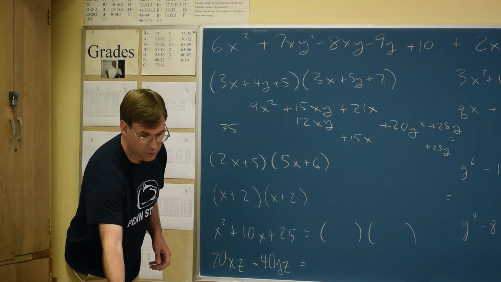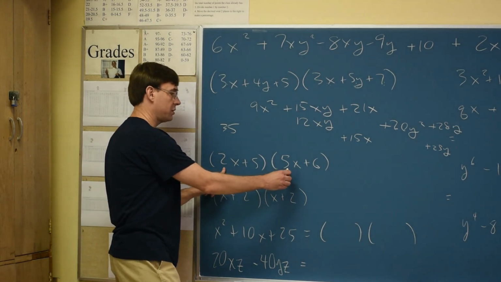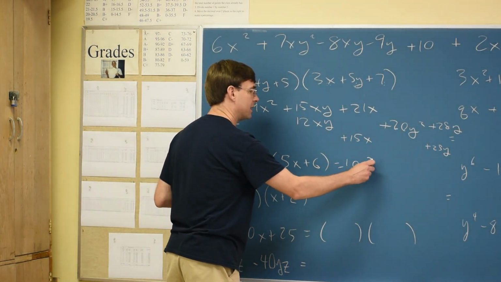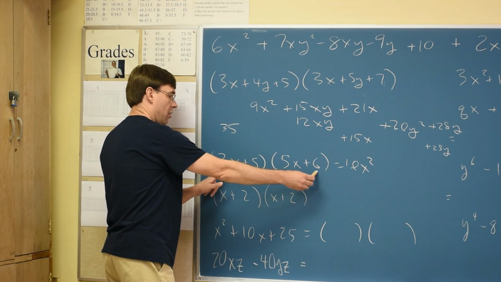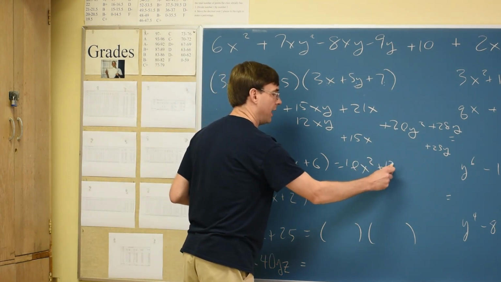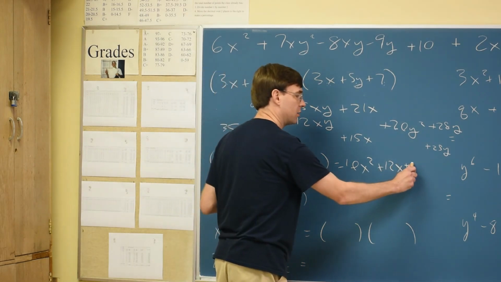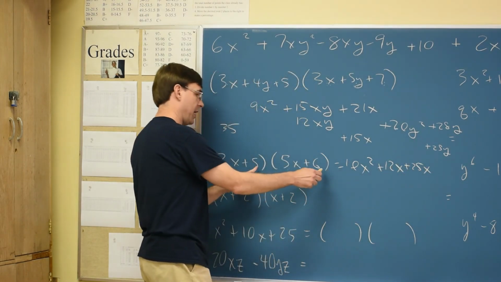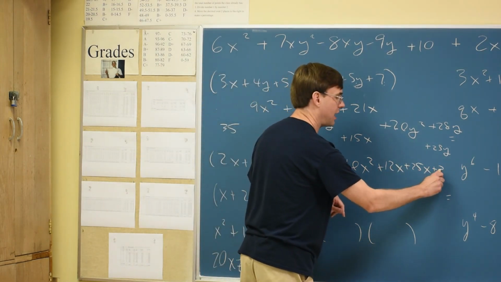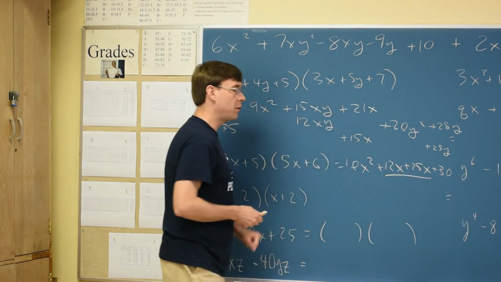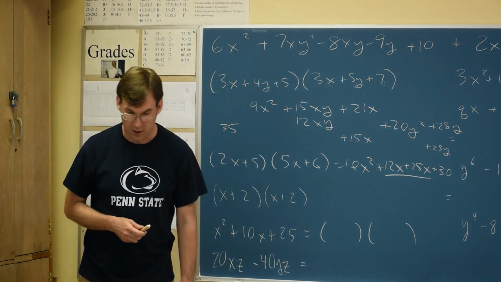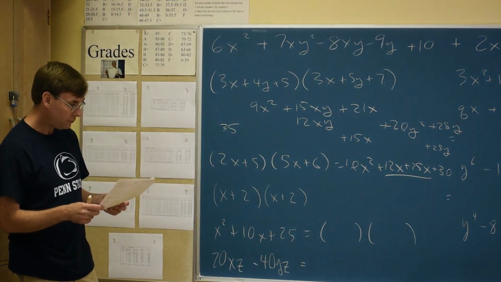Again, when we FOIL, the F stands for the firsts, so that makes a 10x squared. O for outside makes a 12x. I stands for the insides, that makes a 25x. The L stands for the lasts, that would be a 30. And then we want to combine those because those are like terms, that'll make a 37.